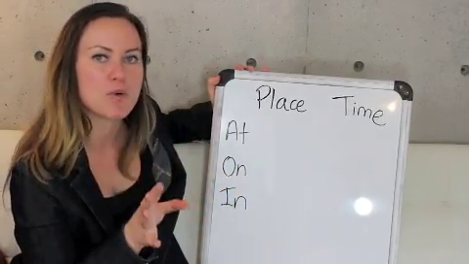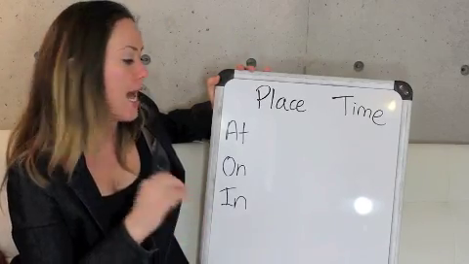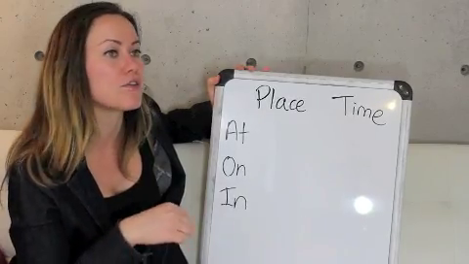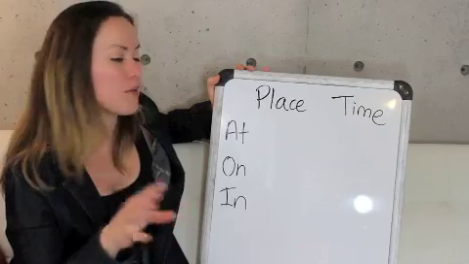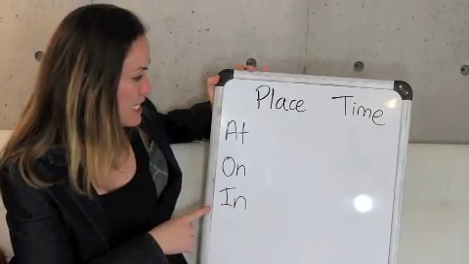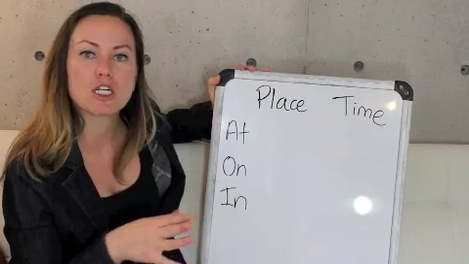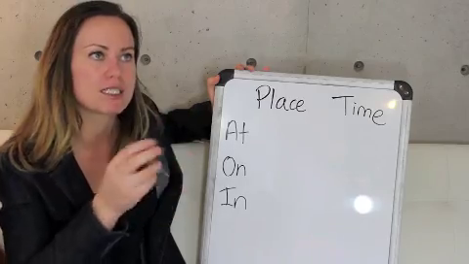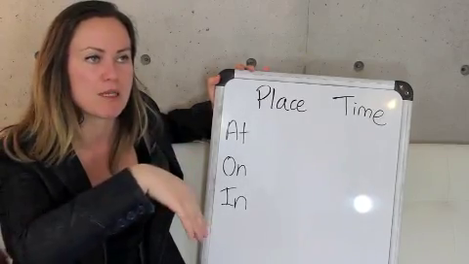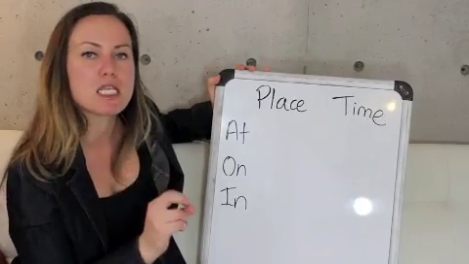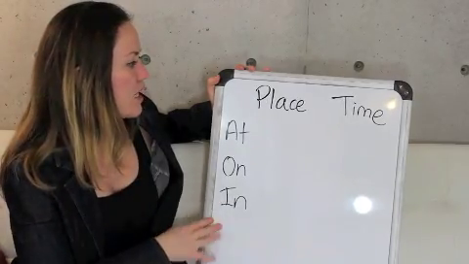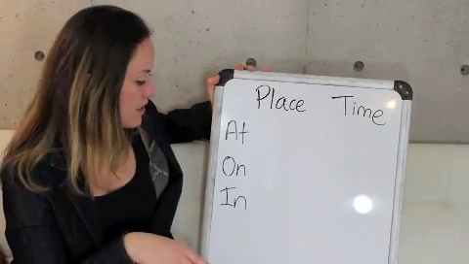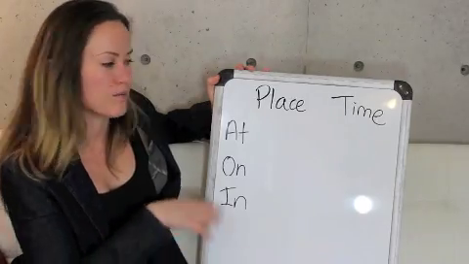And again, place, at a point, like at the station, at the airport, at the school, at work. On is for a surface, on the corner, on the street, on the platform. And in is for when you enter a place, like in the station. Like think of a box and you open the top of the box and you put something inside. So you're in the station, I'm in the car, I'm in the store, so in a place.